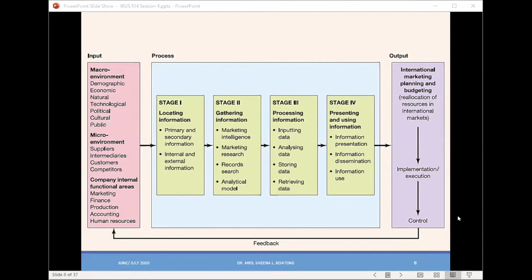So we have realized that a firm has to go through these four stages, especially when it comes to global marketing. Once they go through all these stages, get the information, process it, present it, disseminate it, and use it, they can properly plan and budget for their global marketing activities, because it will help in their resource allocation, planning, implementation, as well as control.